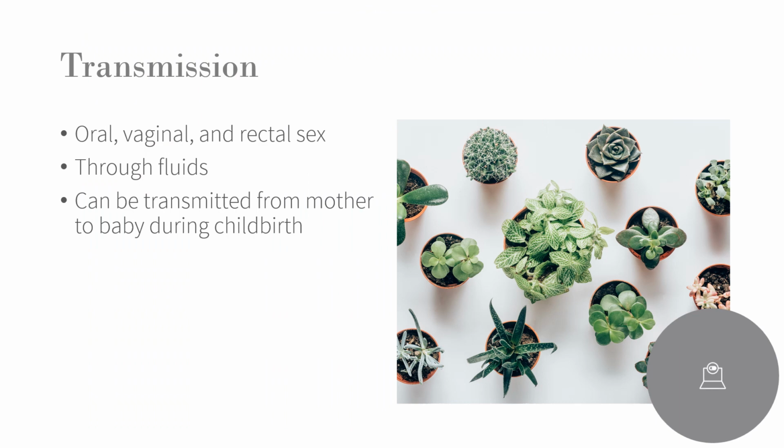This disease is transmitted through oral, vaginal, and rectal sex. It basically is transmitted when you come into contact with those infected fluids, and that happens through those forms of sex. And it also can be transmitted from a mother to a baby during childbirth, which is why it's really important that when women become pregnant, they're tested for chlamydia, because the providers need to be aware of the fact that the child might also become infected with chlamydia.